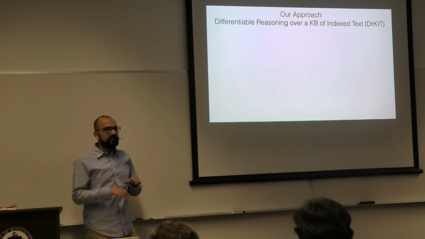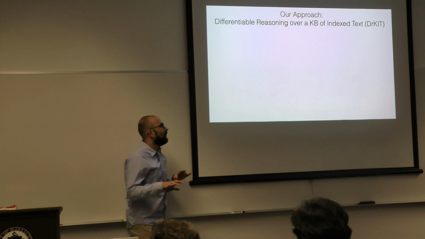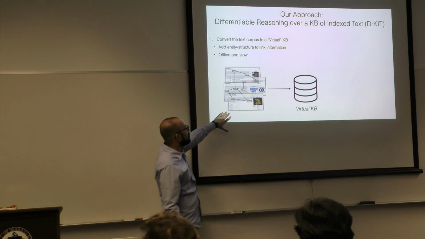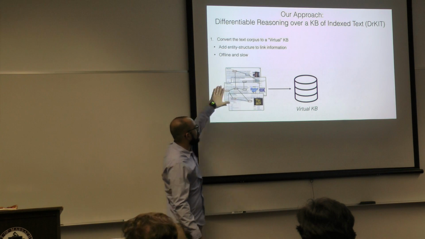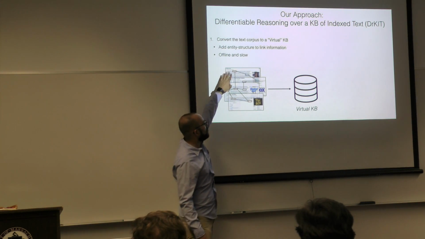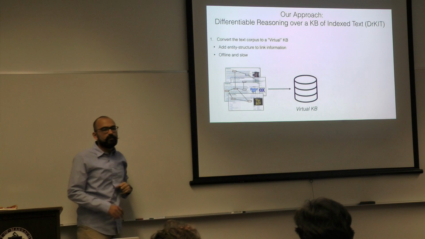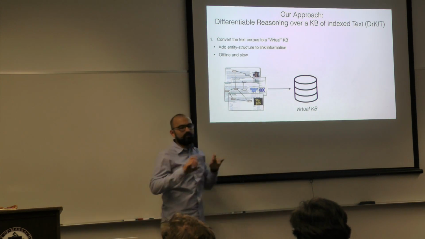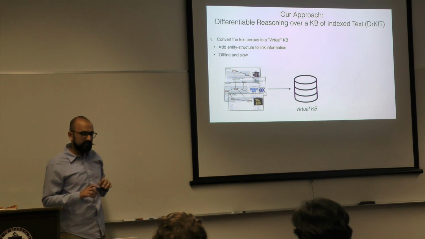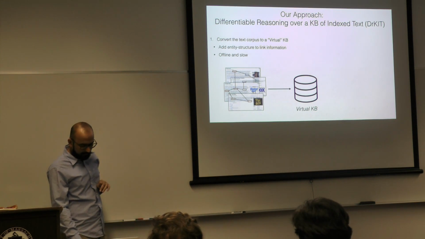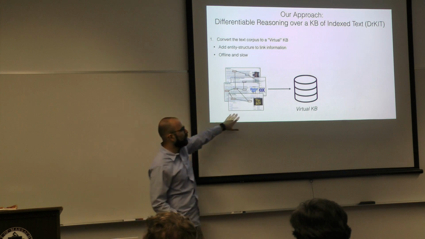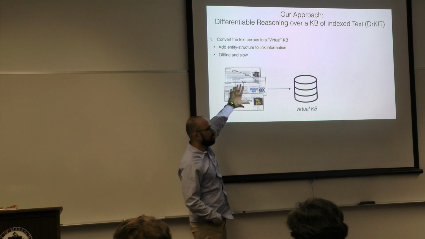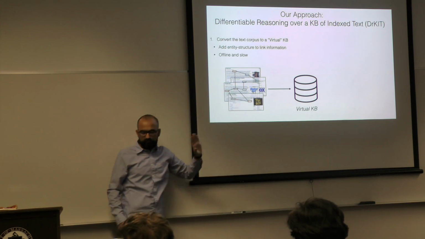The approach I'm going to describe now consists of two stages. In the first stage, we take the text corpus, we identify entity mentions within the text corpus, and we identify mentions which really talk about the same entity, and we convert this text corpus into something that I'm going to call a virtual knowledge base. And this part really is offline. We're going to do this once in a question-independent manner, and this can be as slow as we like.